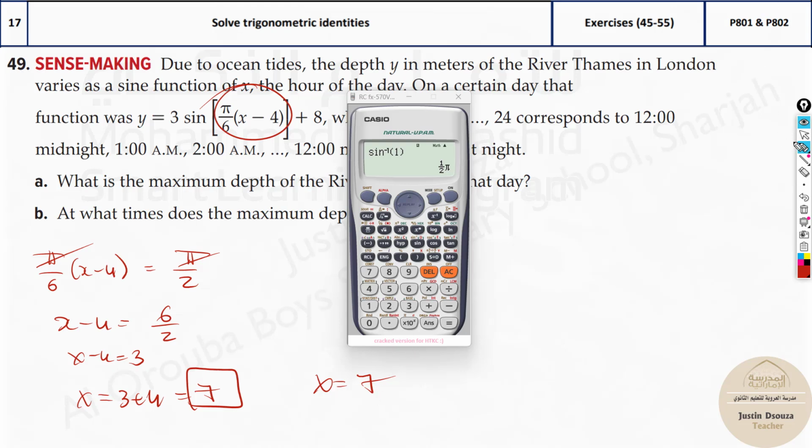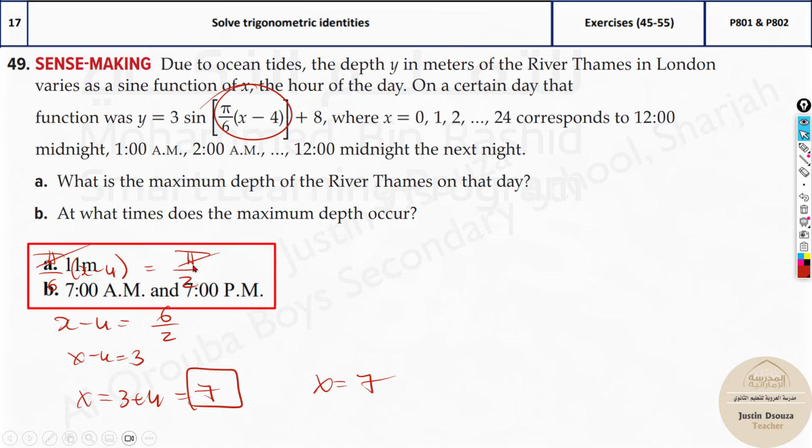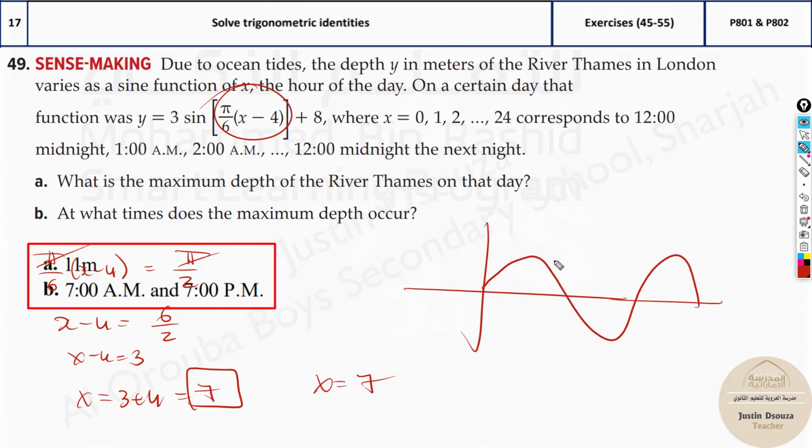So we can just see over here, it should be 7. Okay, now why is it 7 a.m. and 7 p.m.? Why? Because if you know the sine graph, it starts like this and keeps on repeating, right? Now the maximum value at 7, it comes again. So after 12 hours again it will repeat itself. So it will be 7 a.m. and 7 p.m. This is the reason. So this is how we can easily solve it.